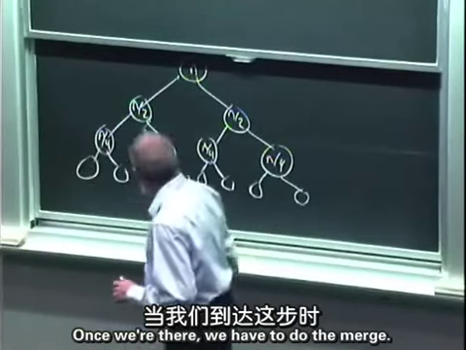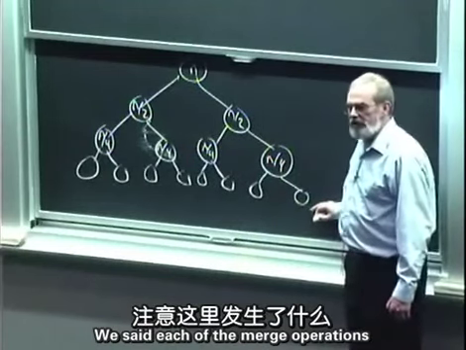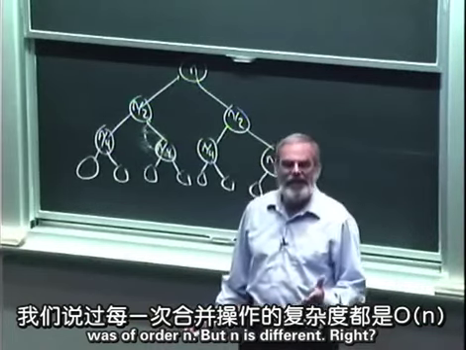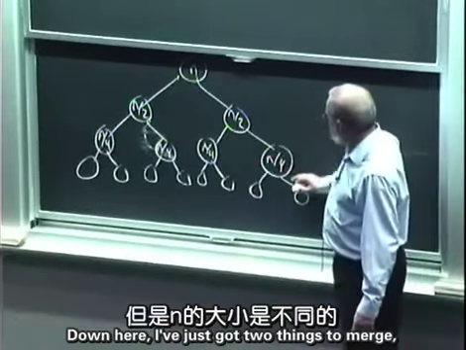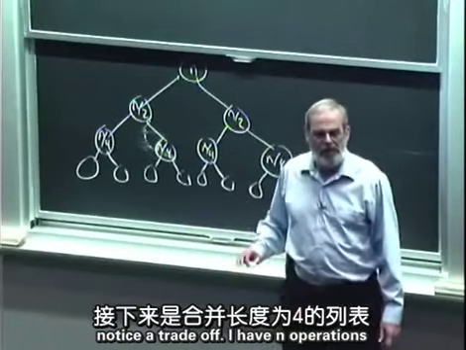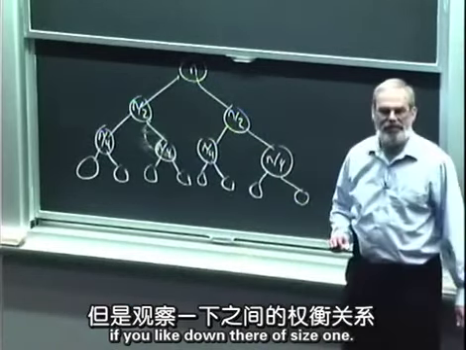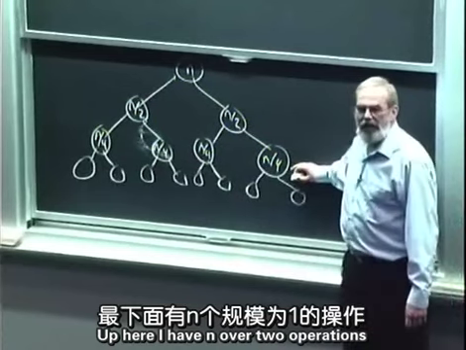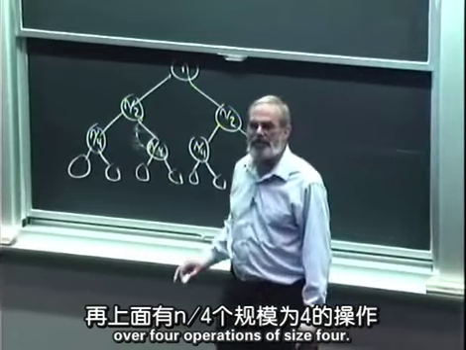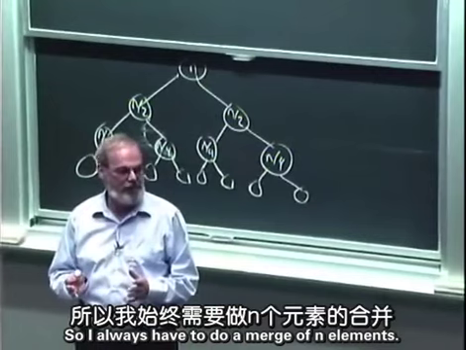Once we're there, we have to do the merge. And notice what happens here. We said each of the merge operations was of order n. But n is different. Down here, I've just got 2 things to merge. And then I've got things of size 2 to merge, and then things of size 4 to merge. But notice the trade-off. I have n operations, if you like, down there of size 1. Up here, I have n over 2 operations of size 2. Up here, I've got n over 4 operations of size 4. So I always have to do a merge of n elements.